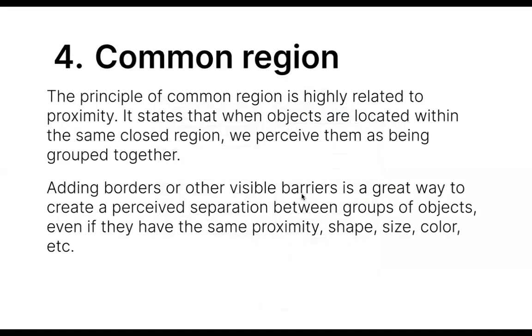Now, there is also the principle of common region, right? The principle of common region is also related to the principle of proximity. It states that when objects are located within the same closed region, we perceive them as being grouped together. It sounds like proximity, but you see the difference. Adding borders or visible barriers is a great way to create a perceived separation between groups of objects, even if they share proximity, shape, size, or color.